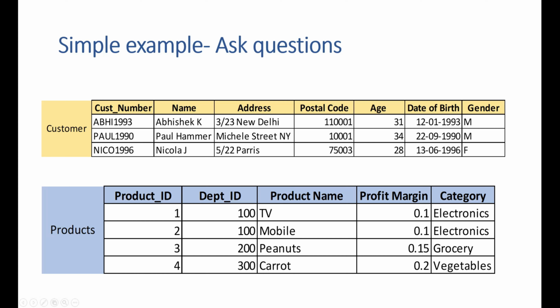And coming to the products. If you see, you have four products here, and you have department codes, product name and profit margin. The profit margin, if you see, is 0.1, maybe 0.1 or 10%, right? So you can consider it as 10%. Both are electronics products here, and the margin is 10%. So in this case, you need to ask the question: if the category is electronics, is the profit margin always 10%?